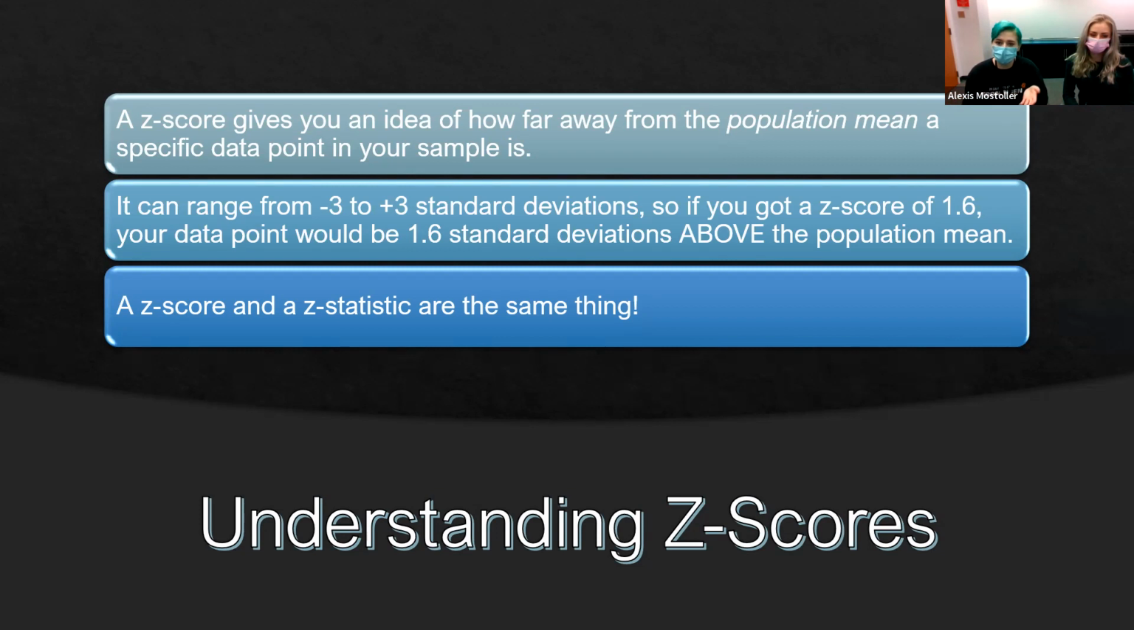So for example, if you have a Z-score of 1.6, your data point is going to be 1.6 standard deviations above the population mean. Do keep track of if it is positive or negative. Positive is always going to be to the right of the mean or above the mean, and negative is going to be to the left of the mean or below it. And just so that you're aware, there's a lot of lingo with Z-scores, but a Z-score and a Z-statistic are the same thing. So if you have an assignment that is using both of those terms interchangeably, do not worry, it is just looking for a Z-score.